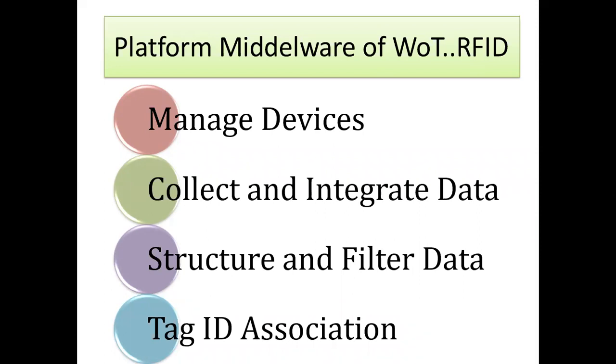We will see them one by one, starting with manage devices. In this layer the middleware has to manage the devices with RFID tags, and RFID readers are used to detect the RFID tags. In this layer the middleware can check the performance of the RFID reader and detect ways to improve the reading. Then collect and integrate data.